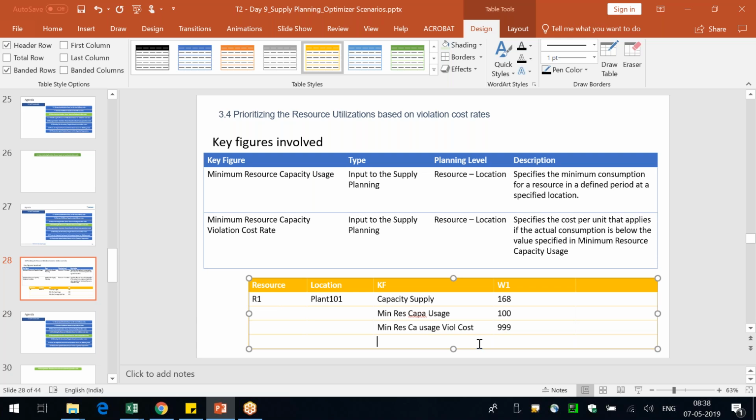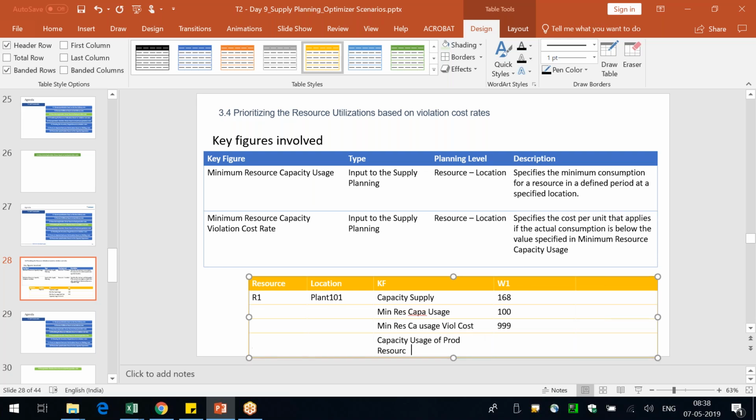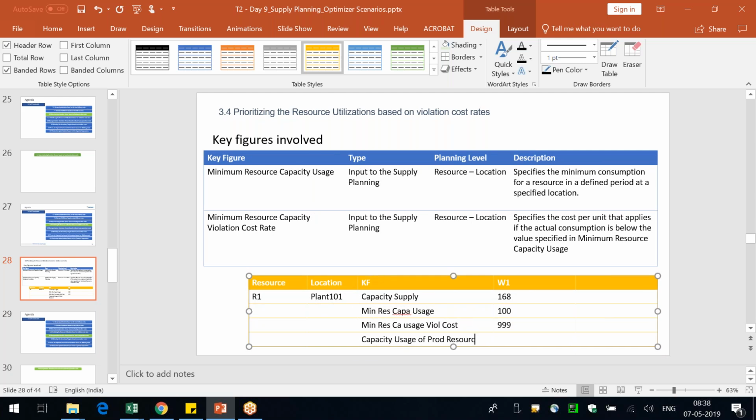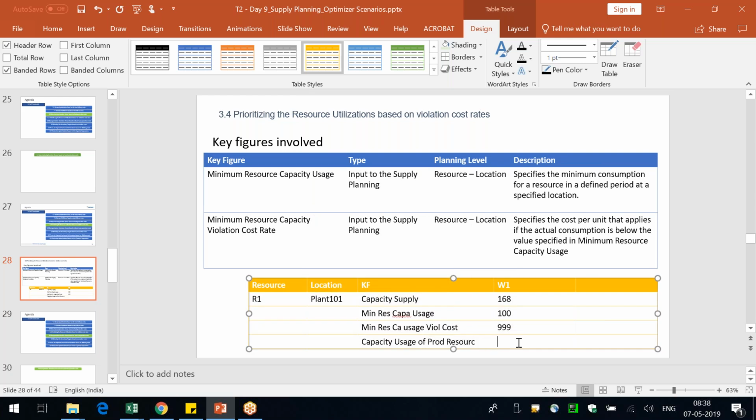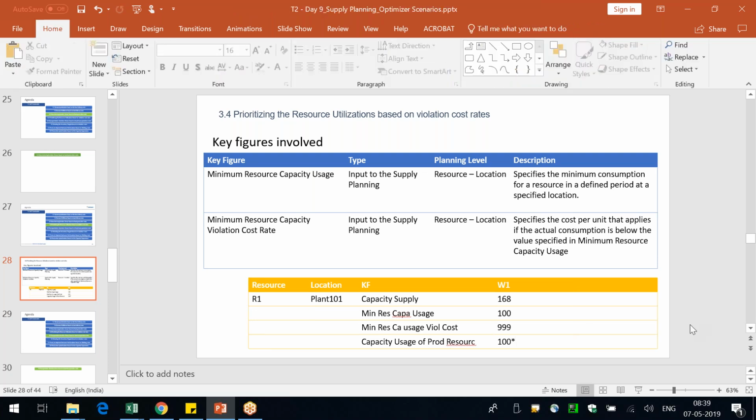Okay, there's another key figure called capacity usage of a production resource. This key figure is output of the supply planning. You can open this key figure and then you can see how much has been used out of this 168. If this is the inputs, it would meet minimum of 100. If the demands are high, it would meet 100 star. That's how you can put some constraint at a resource also.